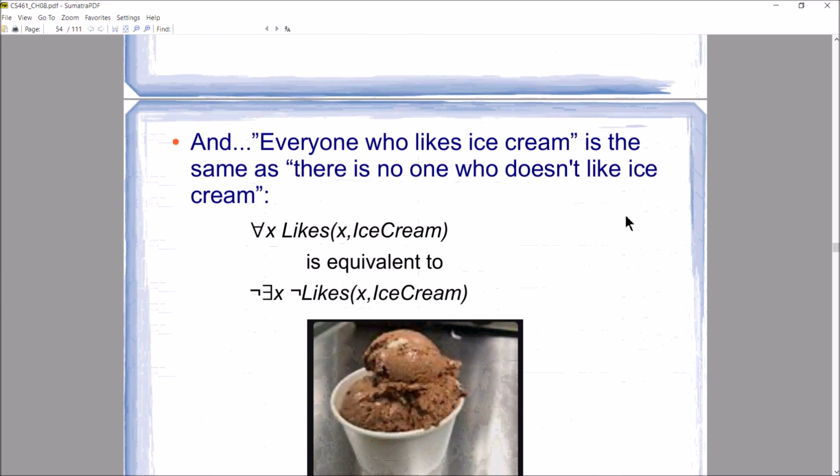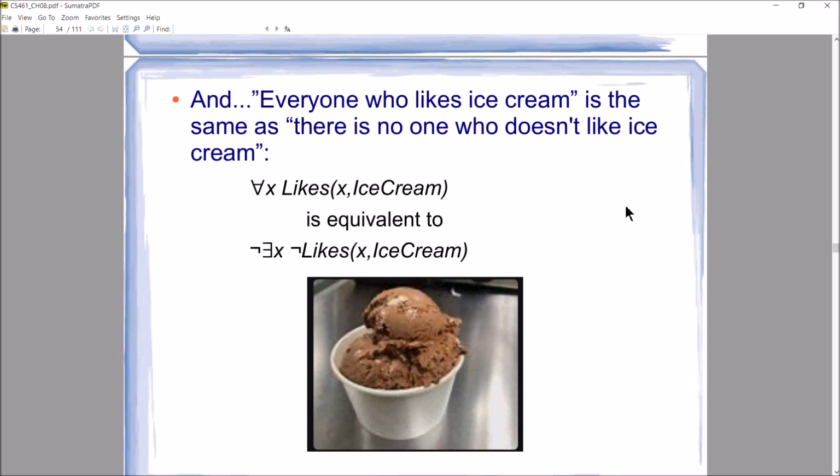Another example, everyone likes ice cream is the same as saying there is no one who doesn't like ice cream. So here, let's pull it apart. X likes ice cream. And here you're saying, well, all X's, everybody likes ice cream. And then down here, you're kind of using double negation, right? So you're saying nobody likes ice cream. And here you're saying it is not the case that there's someone who doesn't like ice cream. So X doesn't like ice cream.